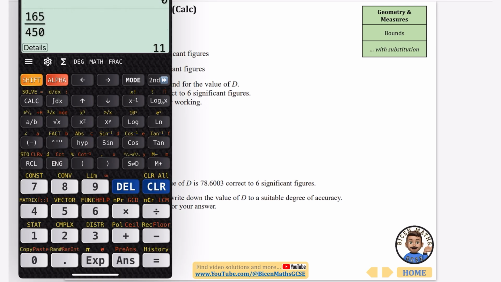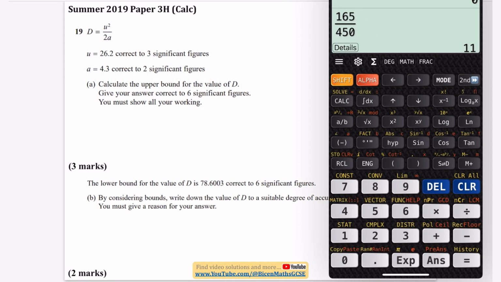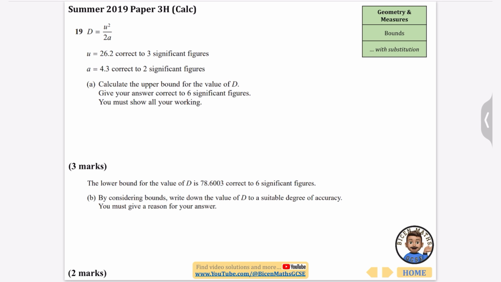Okay, this time it's just going to be some substitution into a formula. It says that d is equal to u squared over 2a, u is 26.2 to 3 significant figures, and a is 4.3 correct to 2 significant figures. And it wants us to calculate the upper bound for the value of d. So sometimes people do these little letters to say that this is the upper bound of d, and it wants our answer correct to 6 significant figures.